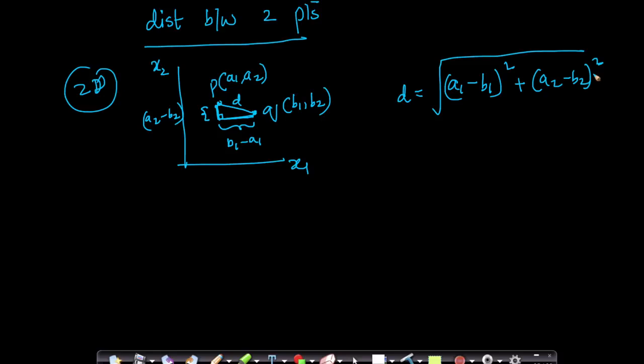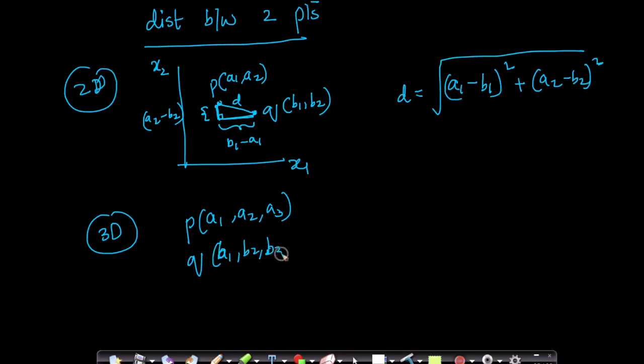Similar thing in 3D. If you have 2 points, P, which is A1, A2, A3, and Q, which is B1, B2, and B3, the distance between P and Q, right?